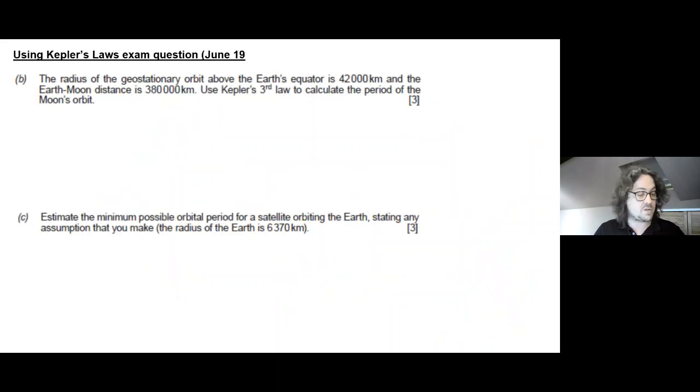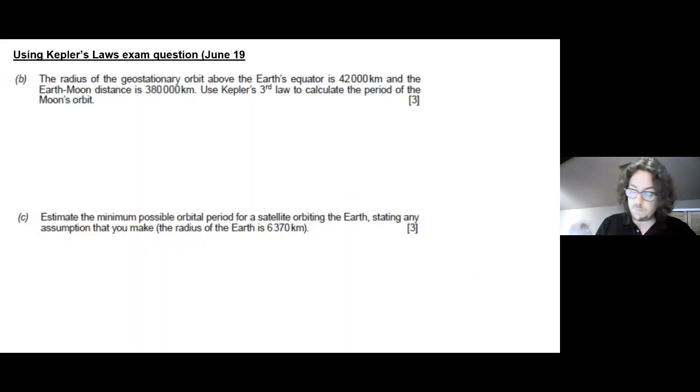So we're going to use Kepler's laws now to do this next question. It says the radius of the geostationary orbit above the Earth's equator is 42,000 kilometers, and the Earth-Moon distance is 380,000 kilometers. Use Kepler's third law to calculate the period of the Moon's orbit.